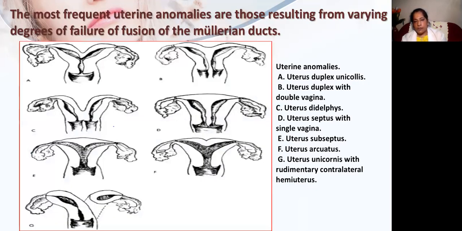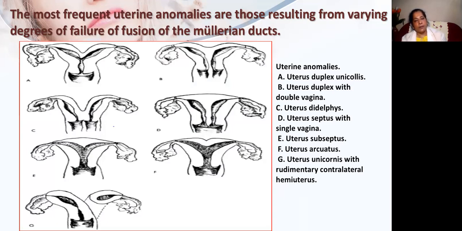Now, the most frequent anomaly occurs from varying degrees of failure of fusion of the Mullerian ducts. We know that there are two Mullerian ducts which fuse in the midline to subsequently form the uterus, the cervix, and a portion of the vagina. If at any level this fusion does not occur, then that may lead to these subsequent congenital anomalies. A is uterus duplex unicollis.